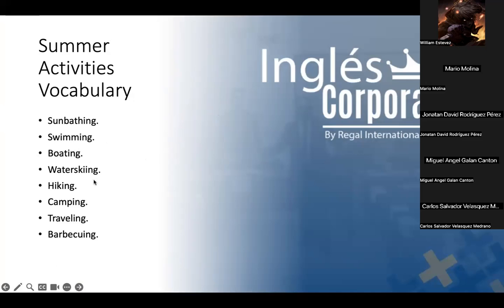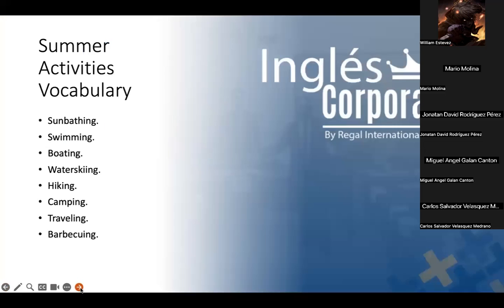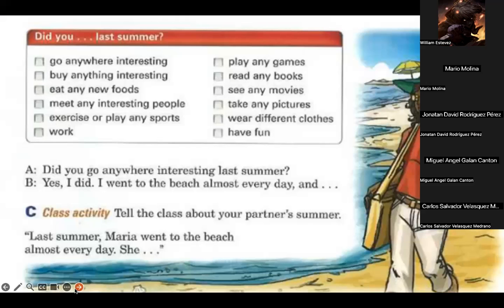O alguien les dice, what is your favorite summer activity? Entonces, ¿cómo lo dirían ustedes? ¿Dirían hike or hiking? Hiking. Hiking, right? Entonces, esto es para activities. No se preocupen si se han confundido en esta parte. Esto simplemente es así porque it's English. Yeah, but don't worry. Lo que sí, que no confundamos el simple past. Tomorrow we are going to check one more time about the simple past. So that's what we're going to do.